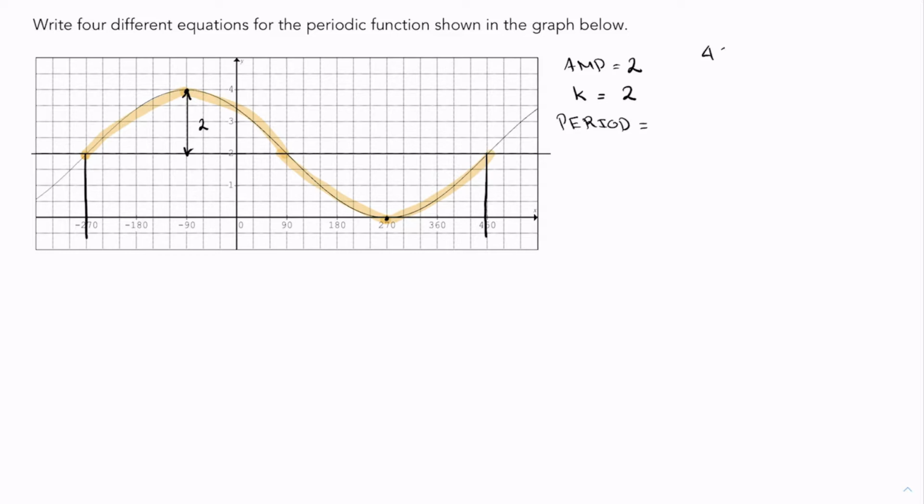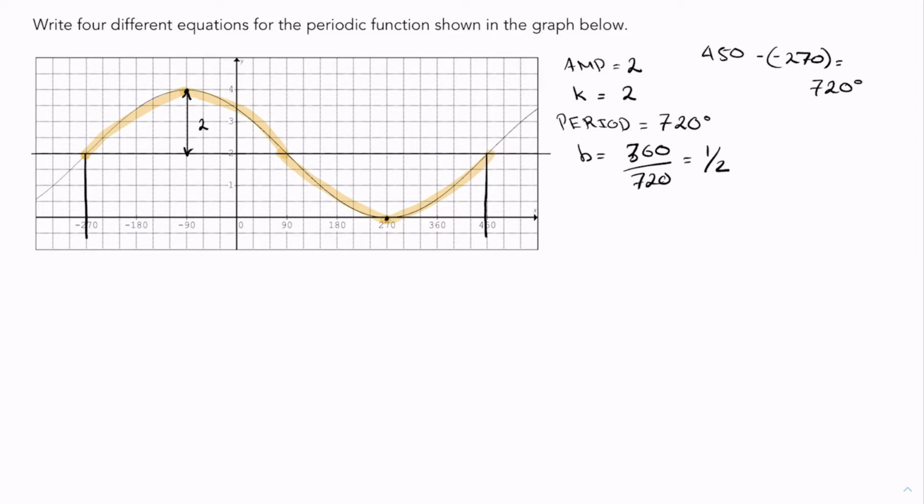So you can do 450 minus negative 270, and that is going to give us 720 degrees. So that's our period, which means our b value is going to be 360 divided by 720, which is 1 over 2.